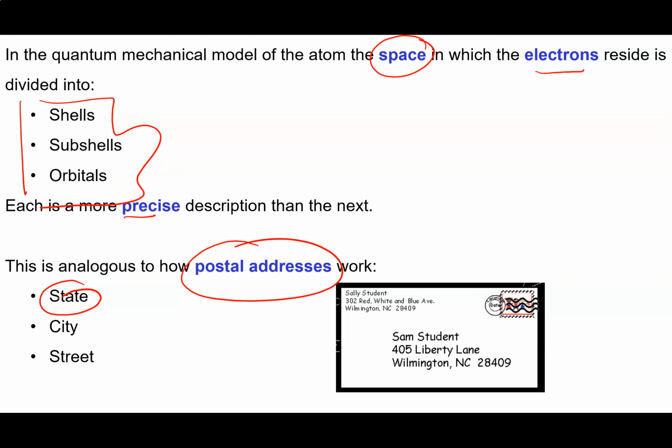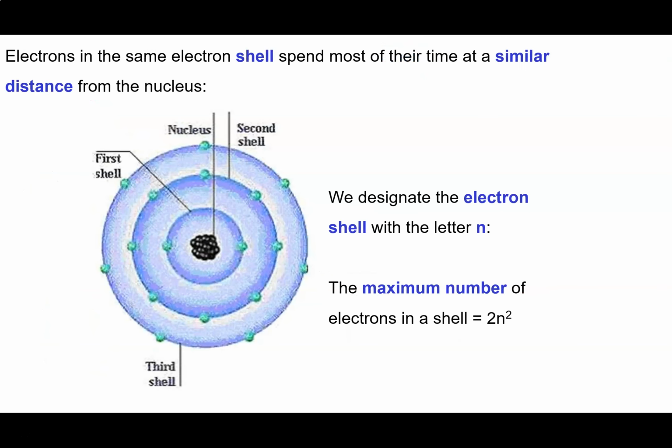The broadest category of space would be a state. The next smaller unit of space would be the city, and then finally you get down to the street level. So that's what's going on here. Shells are relatively big, subshells are a region within a shell, and then orbitals are a region within a subshell. So we're trying to pin down where the electron is in space about the atom. So electrons in the same shell are approximately at the same distance from the nucleus.